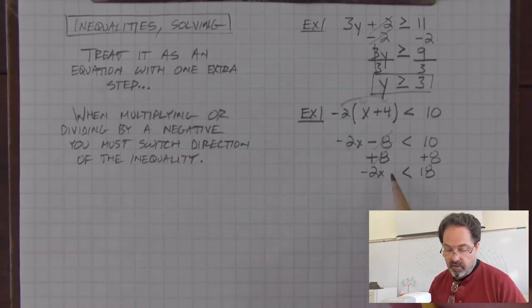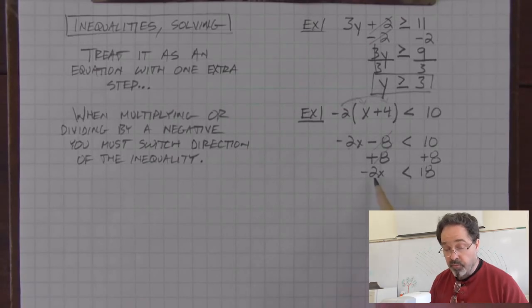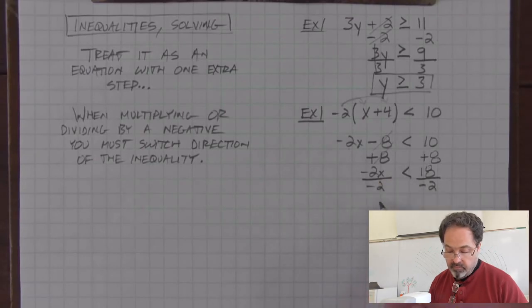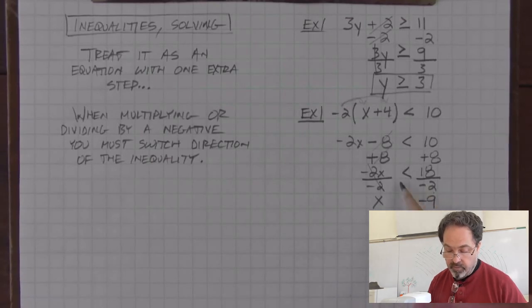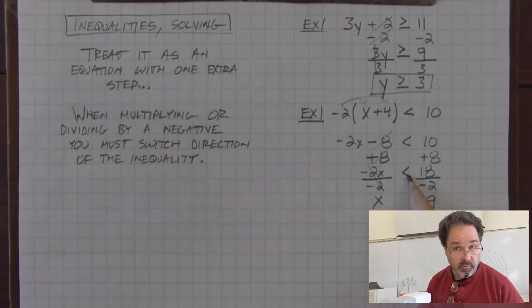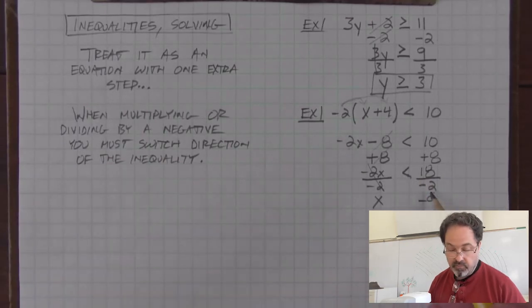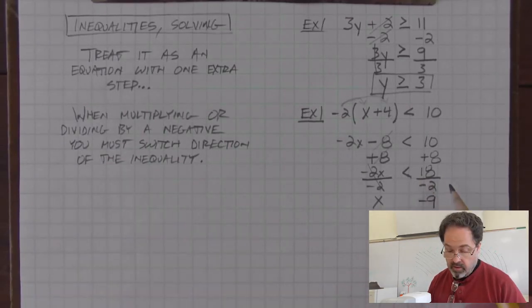To get x by itself, I need to do the inverse of multiplying by negative 2. I'm going to divide by negative 2. What I do to one side, I must do to the other. Multiplying by negative 2 and dividing by negative 2 cancel out, leaving x. 18 divided by 2 is 9, so 18 divided by negative 2 is negative 9. And the symbol in between now has to switch direction, because I divided by a negative number.